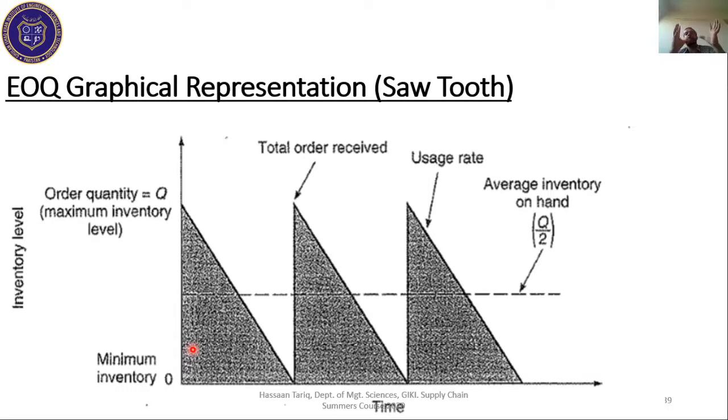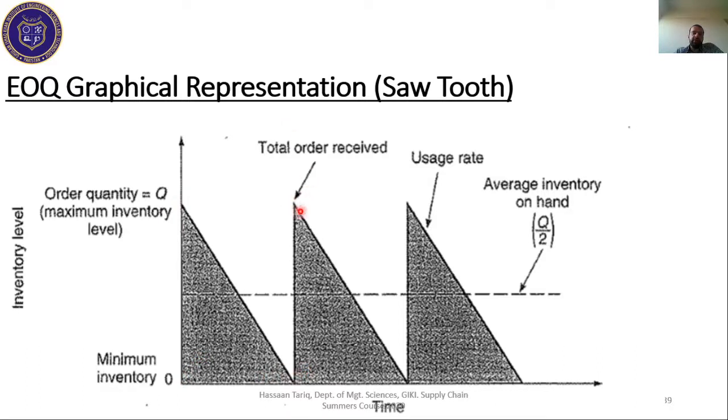Let's look at how EOQ really works. We call this a sawtooth graph. This is the level of inventory that you require, Q, and this is your time. With an EOQ model, we say that all the inventory comes at once. So at this point you ordered, and you have replenished your inventory. At this point you had inventory 0.